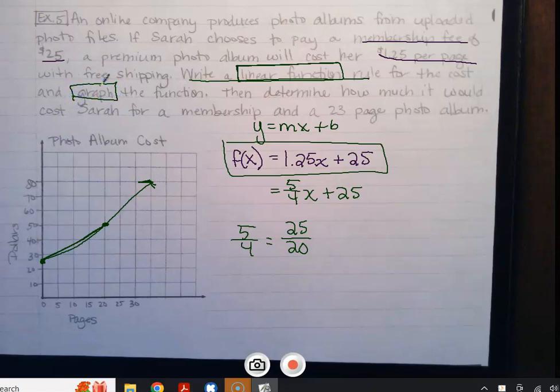It says then determine how much it would cost Sarah for a membership and a 23-page photo album. So how are we going to do that one?